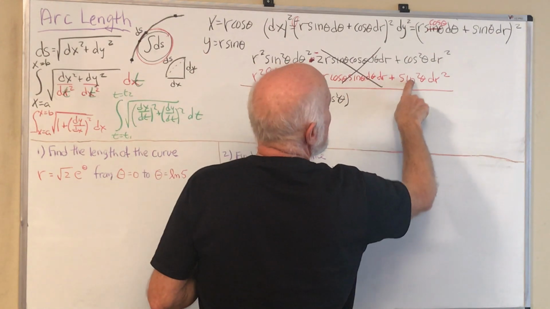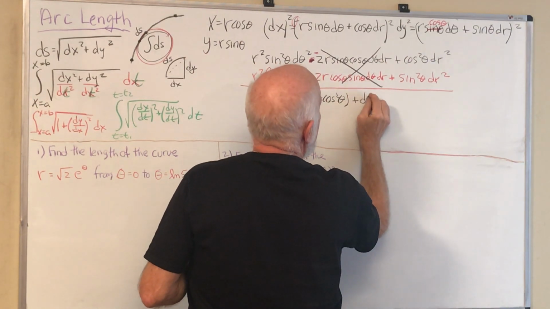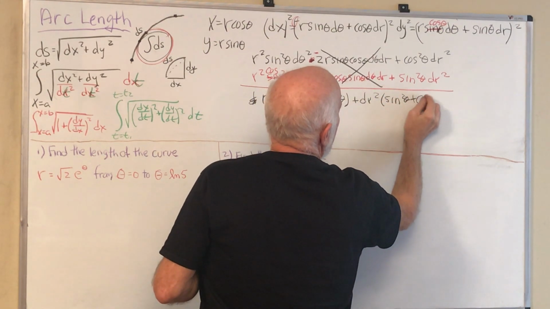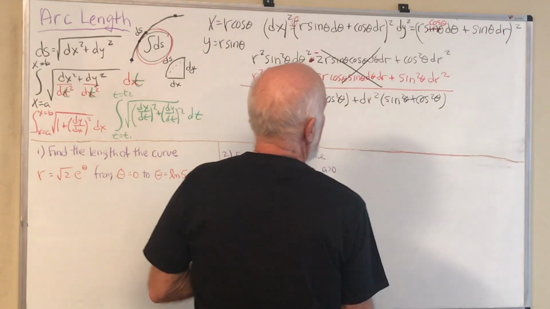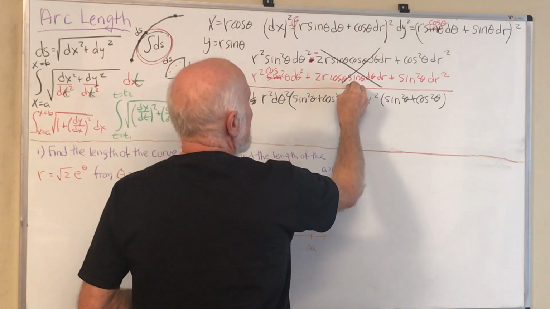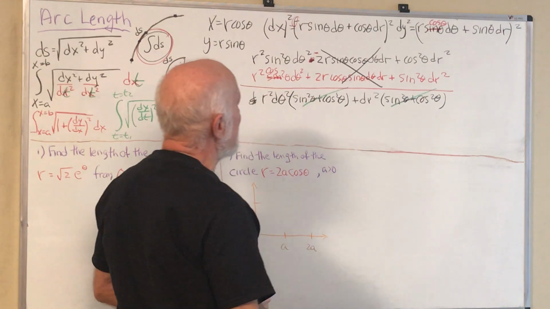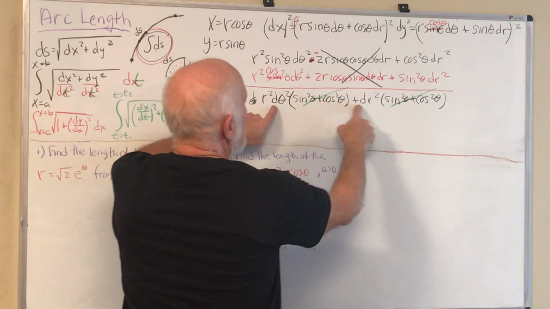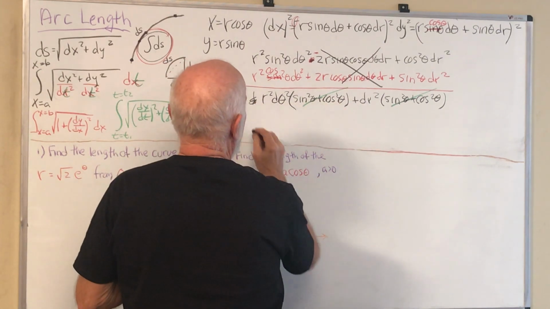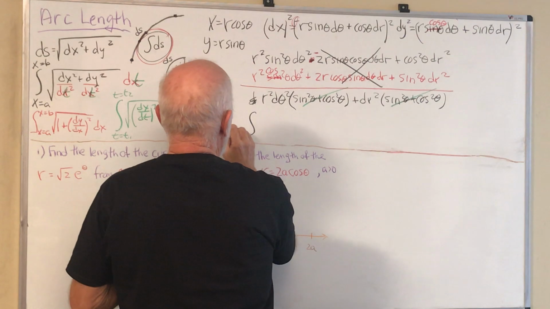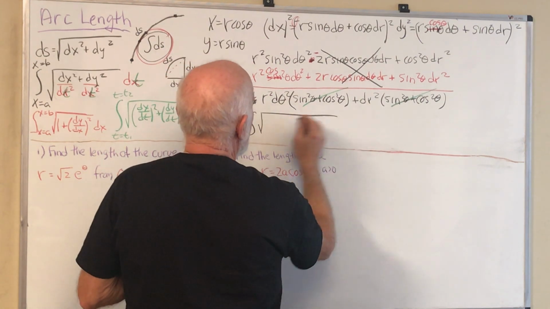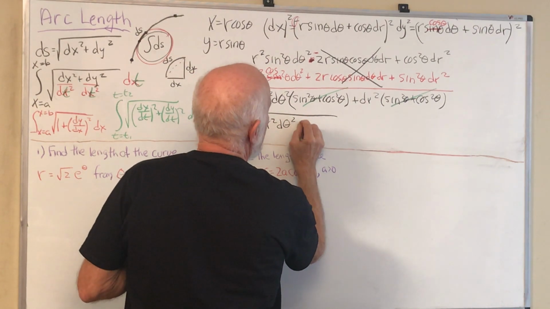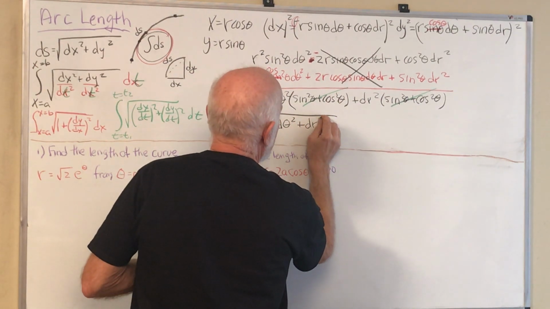And then on this one, we can factor out a dr squared times sine squared plus cosine squared. And this is such a nice identity. Sine squared plus cosine squared is 1. So now the square root of dx squared plus dy squared is the square root of this. So for our length, we get the square root of r squared d theta squared plus dr squared.